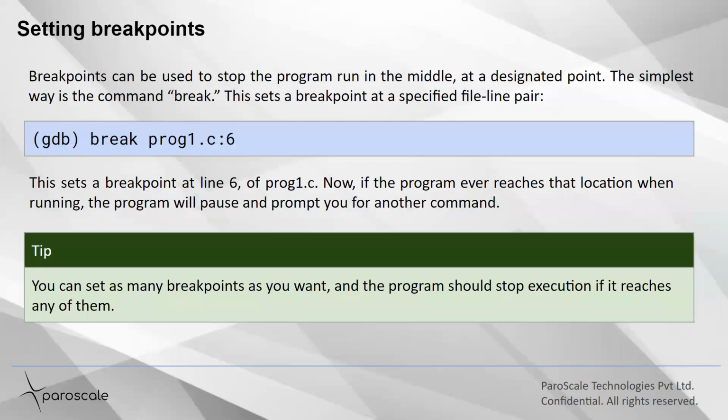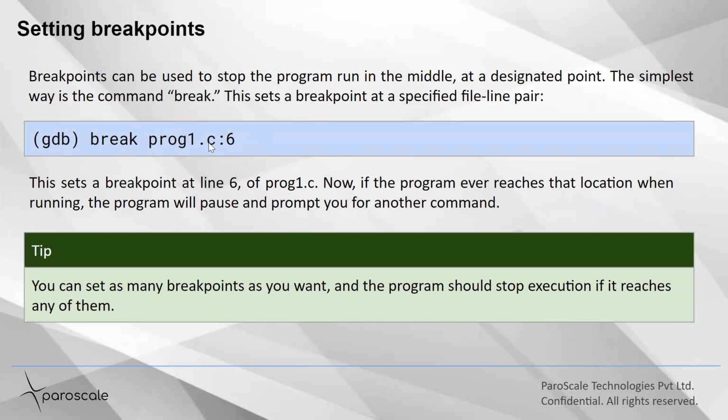So these are the commands by which you can debug your code. Let's take an example of breakpoints. Breakpoints are GDB's most useful command. Breakpoints can be used to stop the program, running in the middle, at a designated point. The simplest way is the command break. You can use breakpoint also, or you can use break.